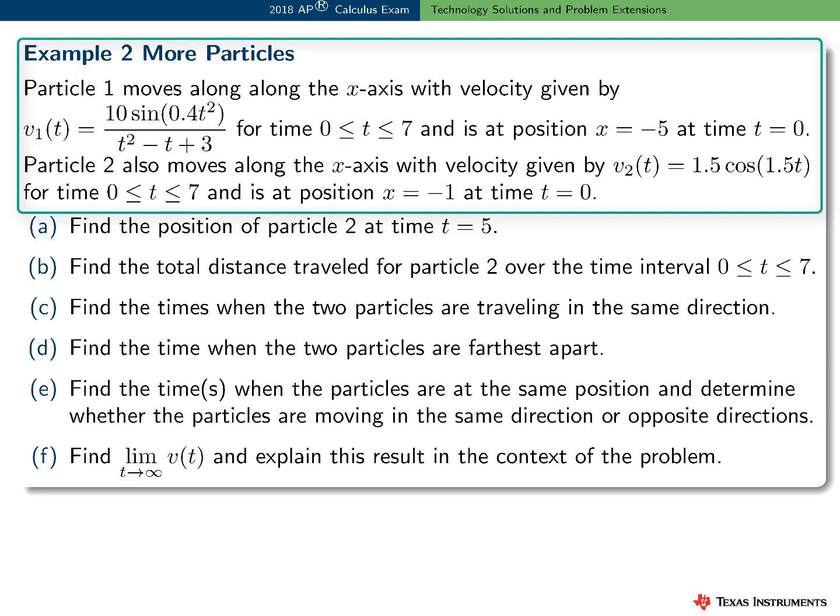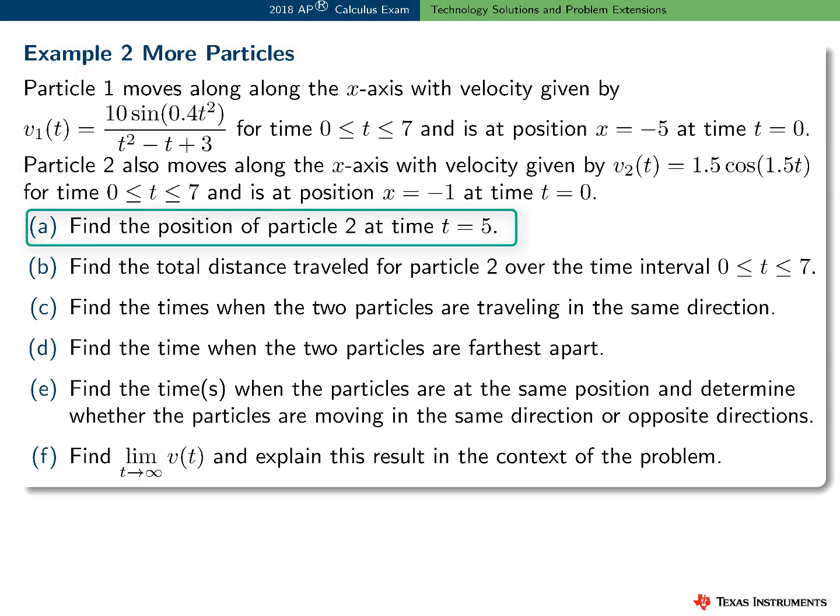Now, particle 2 also moves along the x-axis with velocity given by v sub 2 for t between 0 and 7, with initial condition x of 0 equals minus 1. Now, let's assume that if the particles are at the same position at the same time, they won't collide. They just pass freely by one another.